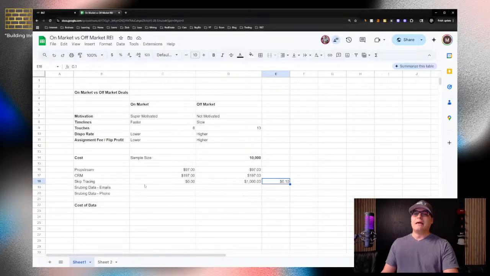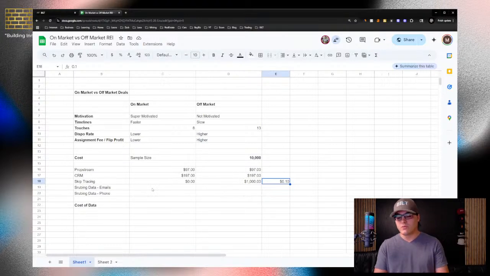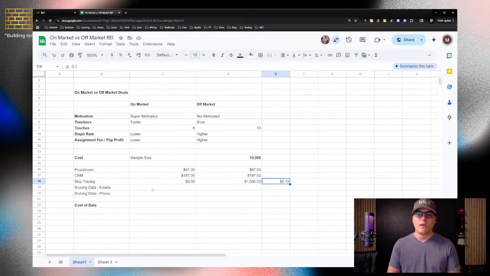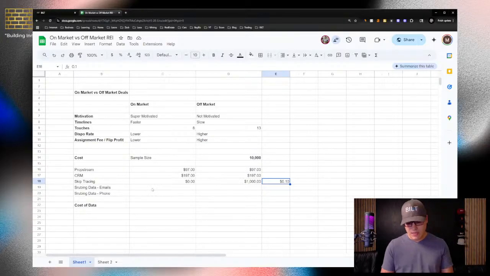But going over here to emails, right? Let's say you wanted to clean your data. You skip traced it, or maybe you got your data with all the values, phone numbers and emails. You still have to scrub that data. Make sure that the emails are valid emails, that when you send an email, it is not going to bounce.